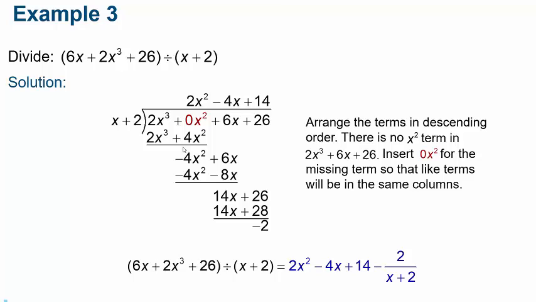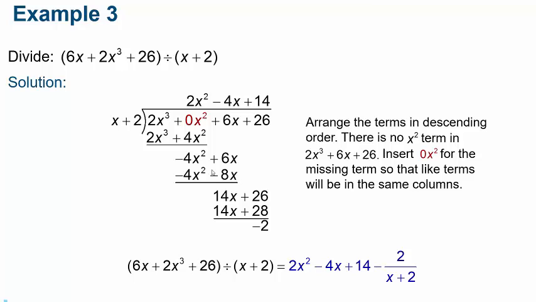Then you're going to repeat the process. Looking at the minus 4x squared, what do I have to multiply x by to get minus 4x squared? I have to multiply it by minus 4x. So then repeat the process. Minus 4x times x gets me minus 4x squared. Minus 4x times 2 gets me minus 8x.